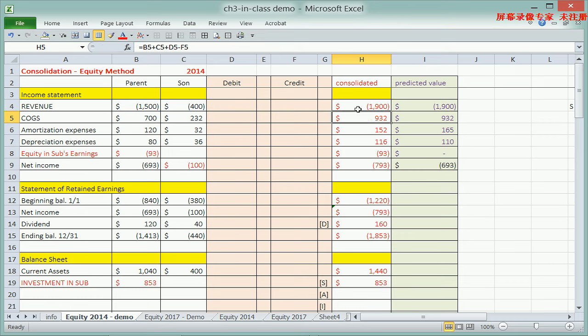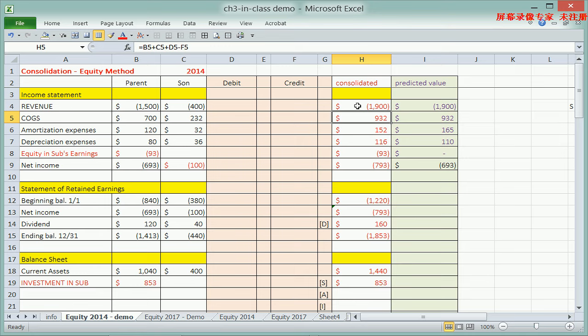Every row has the same formula. The idea is that for all the credit side we use a negative number, and for all the debit side we use a positive number. So we can use the same formula, that is P plus S plus debit minus credit.